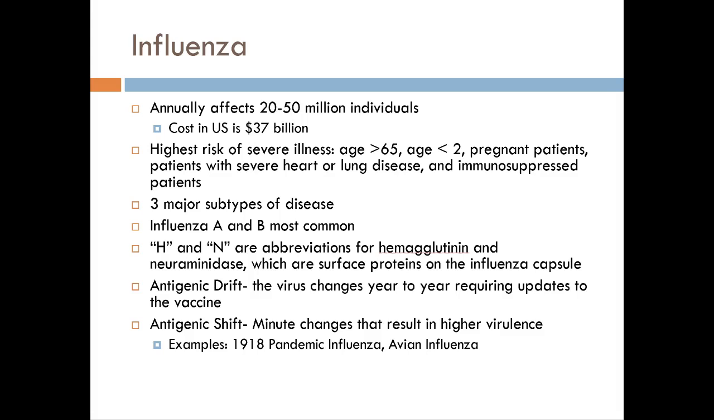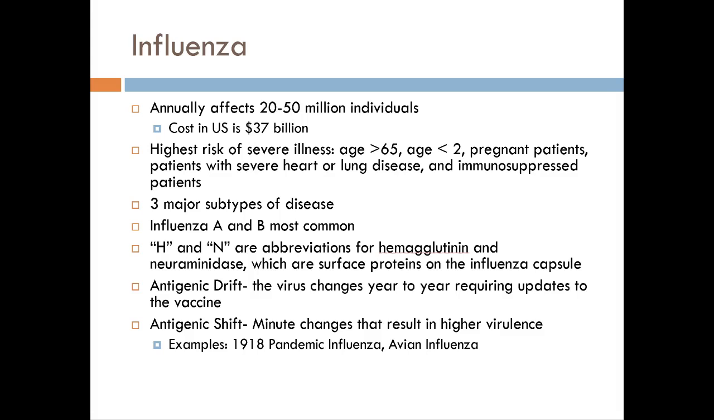So people who are really high risk should always consider the influenza vaccine. Everyone should, but these are the patients you should really harp on. So age greater than 65, less than 2, pregnant patients, people with severe heart or lung disease, and immunosuppressed patients. There's really no contraindications to the flu vaccine. We give it to 6 month olds. We give it to all the people listed here. There are a couple formulations we might not give, and I'll talk about that in a second.